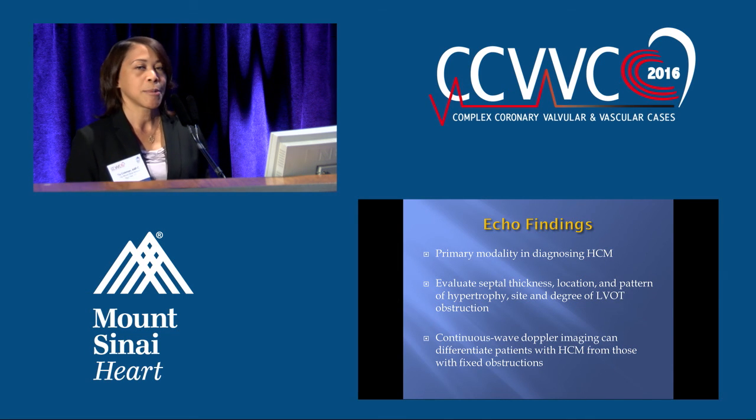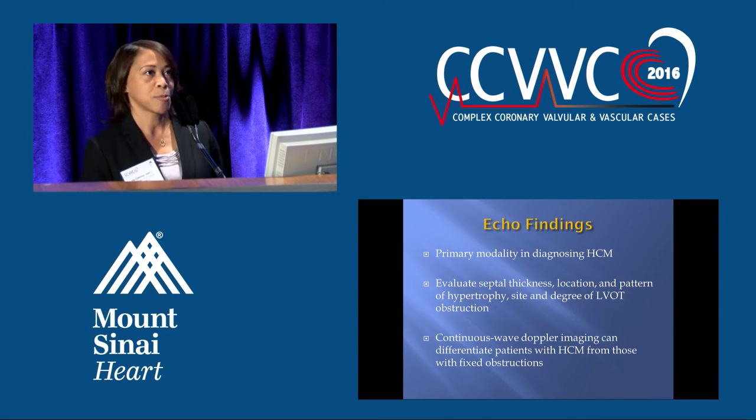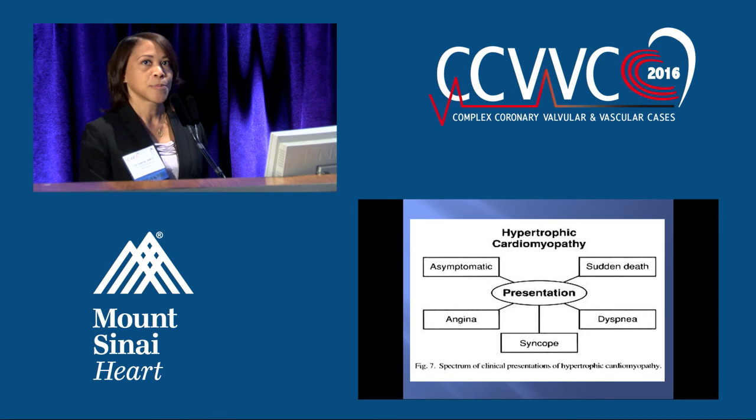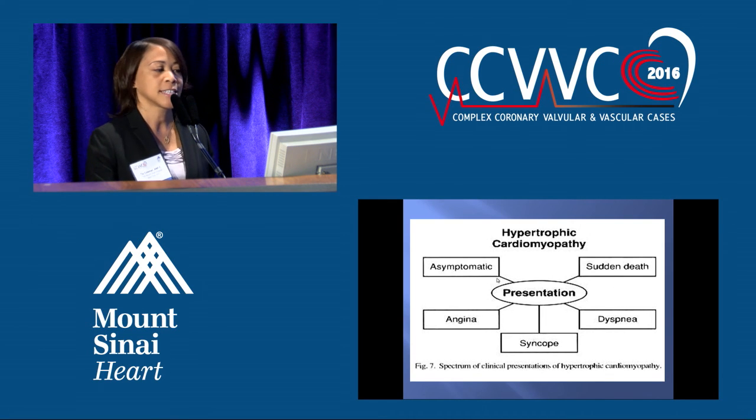So the echo is a primary modality in diagnosing hypertrophic cardiomyopathy. It's used to evaluate the septal thickness, the location and pattern of hypertrophy, the site and degree of LVOT obstruction. The continuous wave Doppler imaging can differentiate patients with cardiomyopathy from those with fixed obstructions. So most times patients present, they can be asymptomatic, they can have angina, syncope, dyspnea, or sudden death.